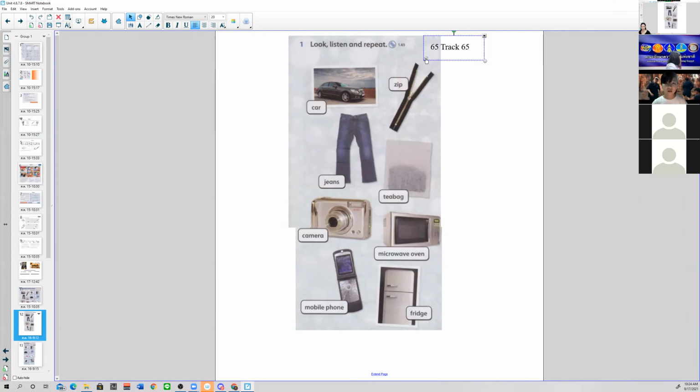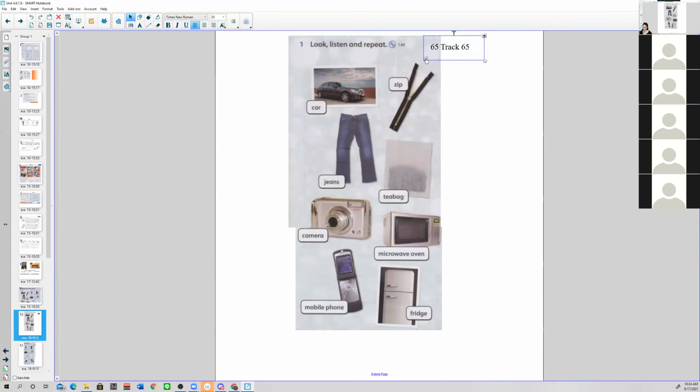Car. Guys, car. Thank you. Zip. Okay, the Z, not C. Z, zip. The buzzing sounds must be felt through your throat. Zip. Jeans. Jeans. Good.